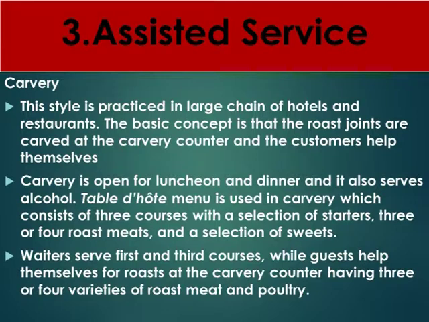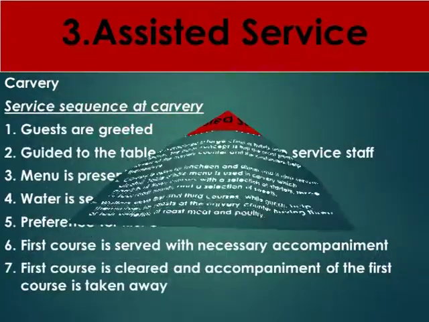Table-tote menu is used in carvery, which consists of 3 courses with a selection of starters, 3 or 4 roast meats, and a selection of sweets. Waiters serve first and third courses, while guests help themselves for roasts at the carvery counter, having 3 or 4 varieties of roast meat and poultry.